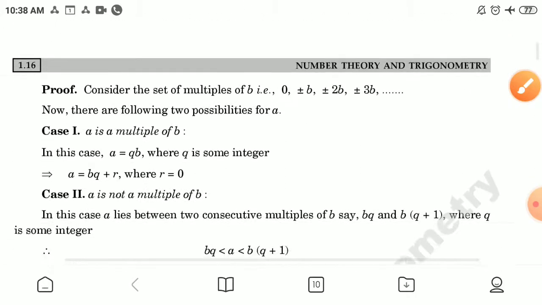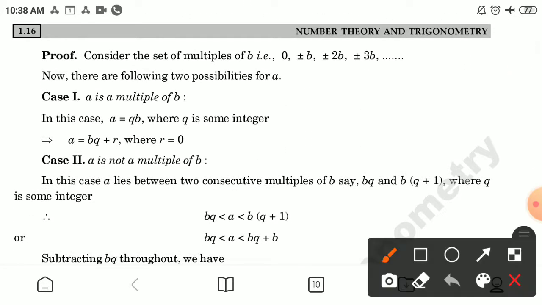Proof is: consider the set of multiples of b, that is 0, plus minus b, plus minus 2b, plus minus 3b and so on. Now there are following two possibilities for a. Case first, a is a multiple of b. In this case, a is equal to qb, where q is some integer. This implies a can be written as bq plus r, where r equal to 0.